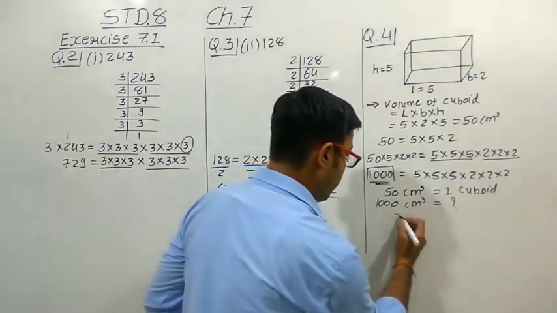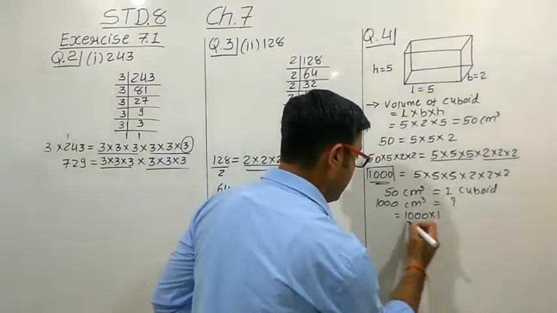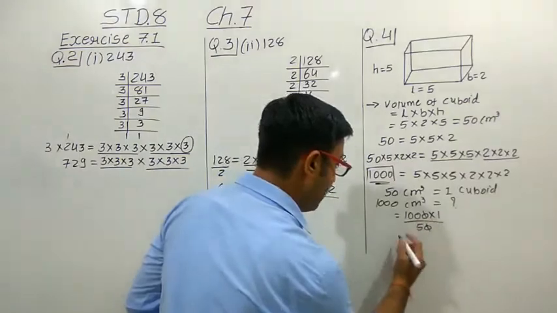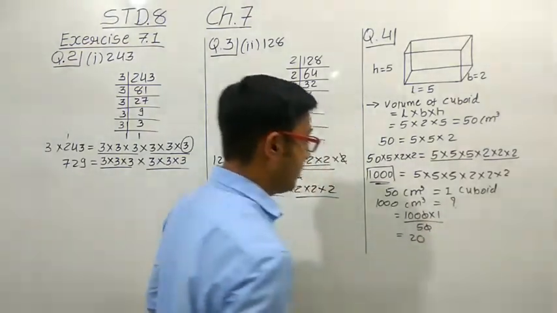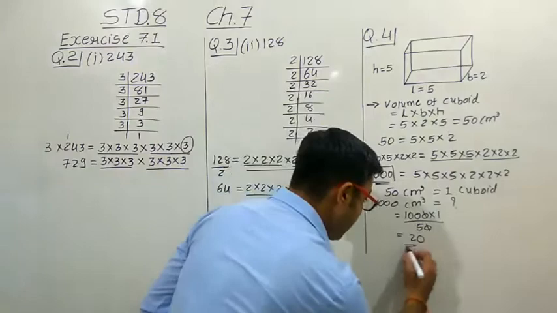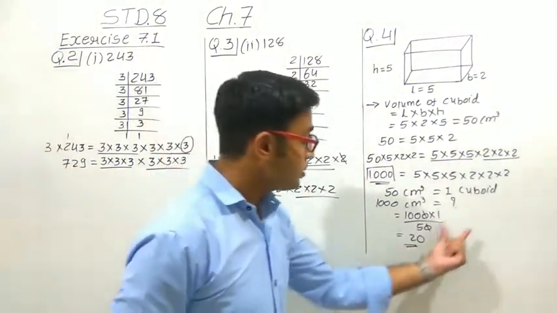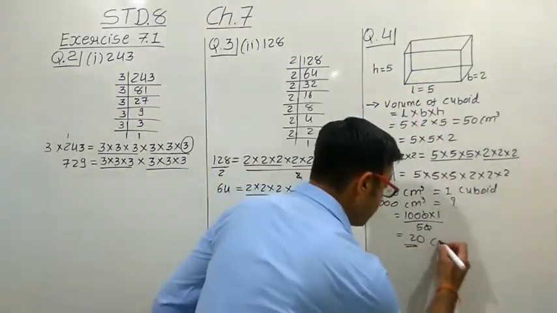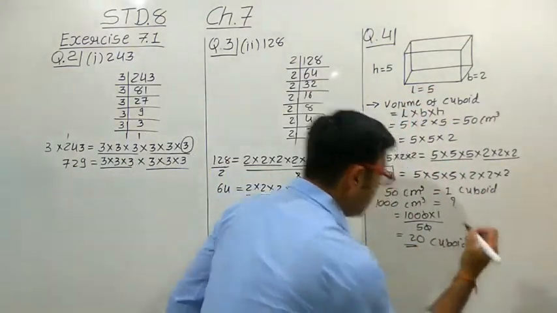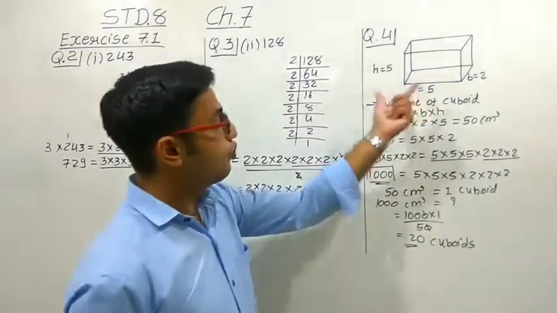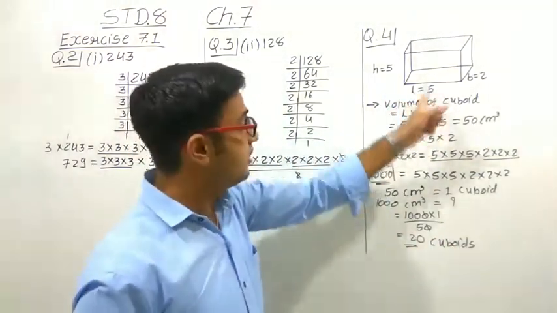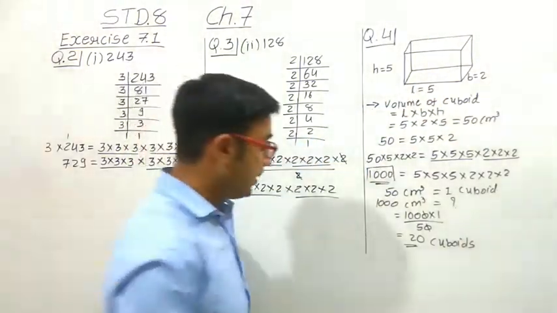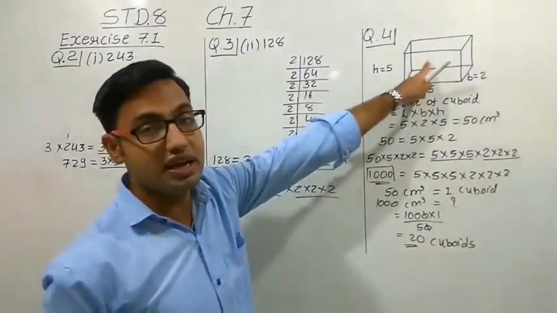So 1000 into 1 upon 50. The zeros will cancel each other, 5 and 100 are there, so when we cut it we get 20, because 5 20s are 100. So this is the required answer, how many cuboids we require. So 20 cuboids are required to make a cube using this cuboid. To make a cube we require 20 cuboids of these dimensions.